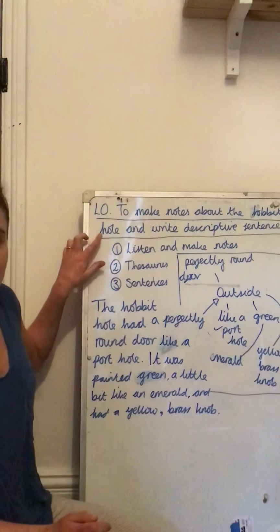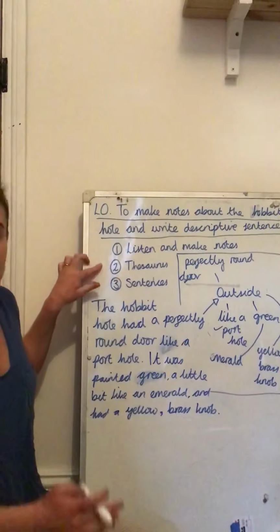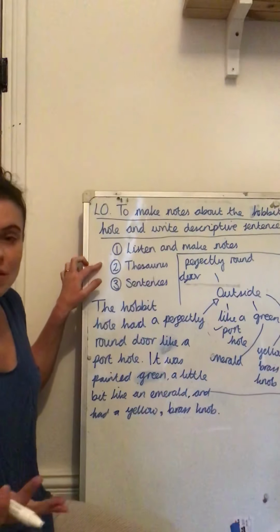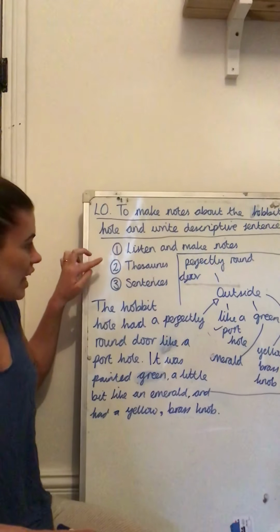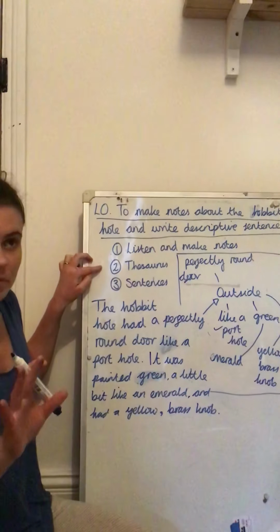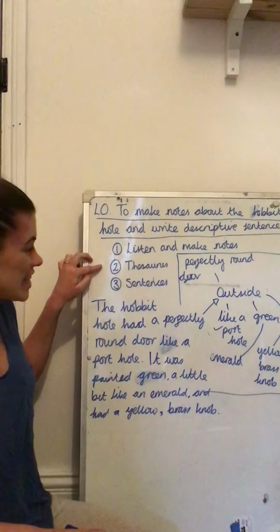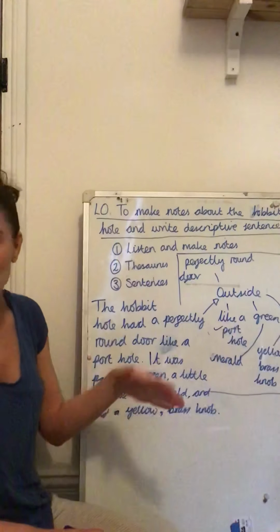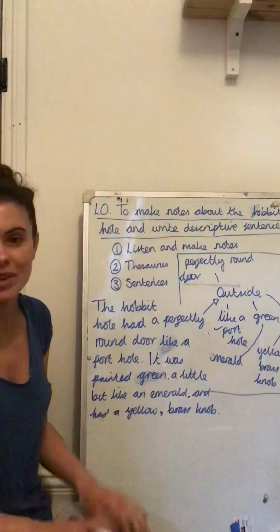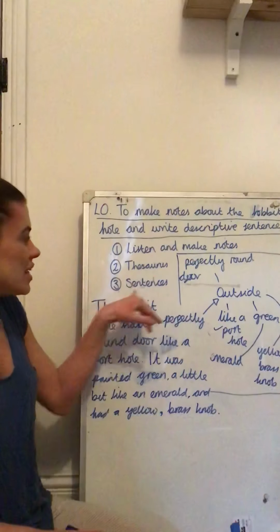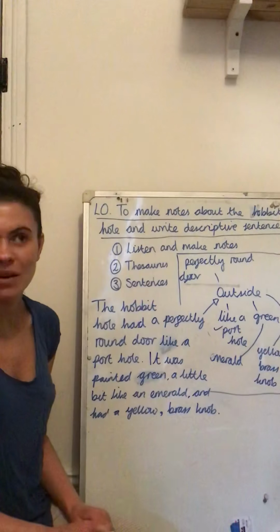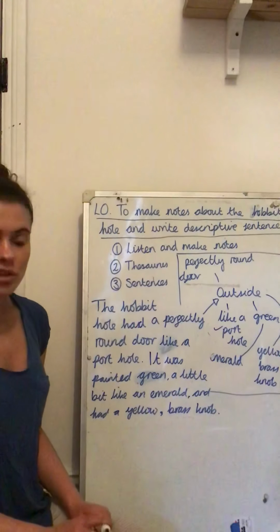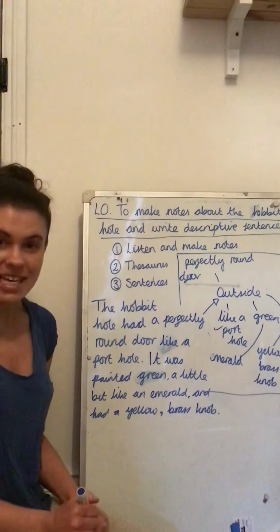So that is your job for today. Listen and make notes about the Hobbit. Think about a thesaurus. So you can use an online thesaurus. I'll put a link in Teams. Look up the words in the thesaurus. Think of maybe some different words, like green and emerald, that kind of thing. I'm sure you can think of loads more. And then you're going to write some sentences all about the Hobbit hole. I would aim for about 6 sentences, and you can type up where I've saved it on Teams.